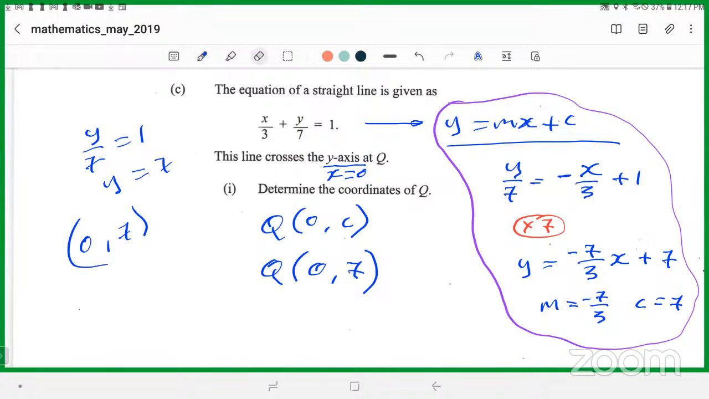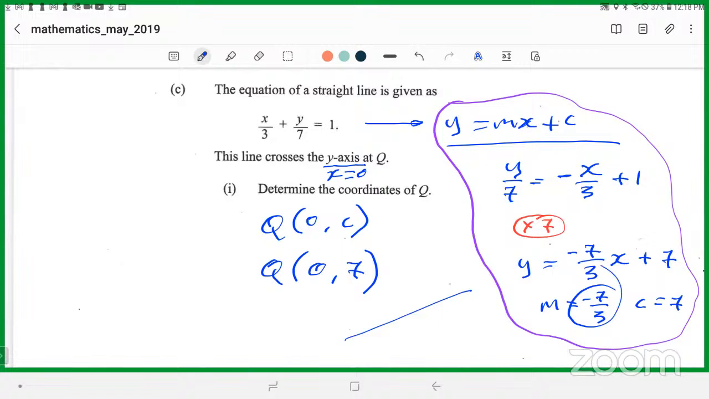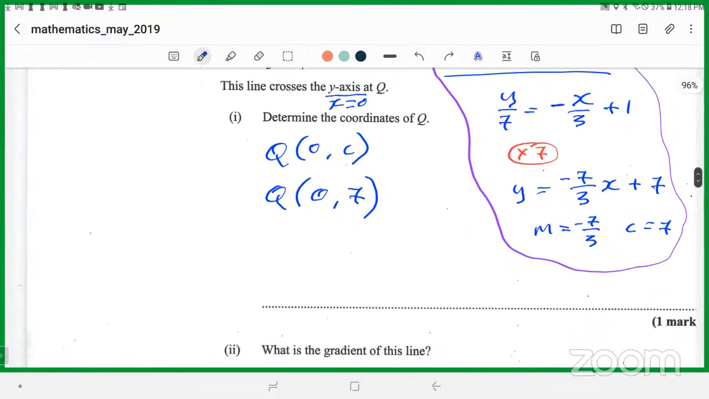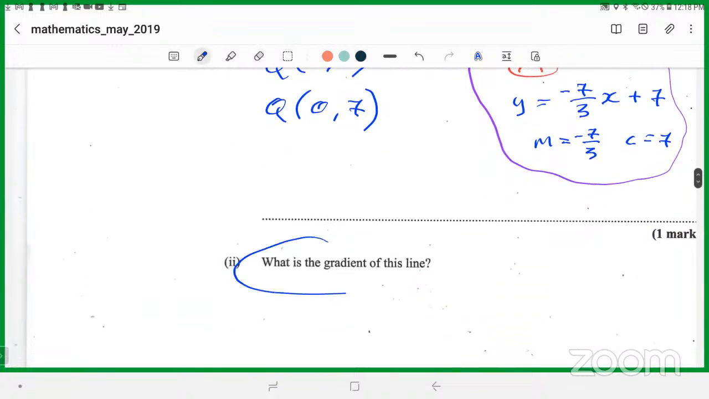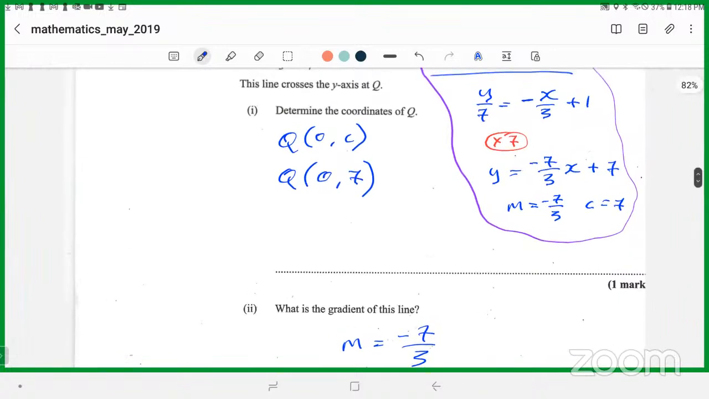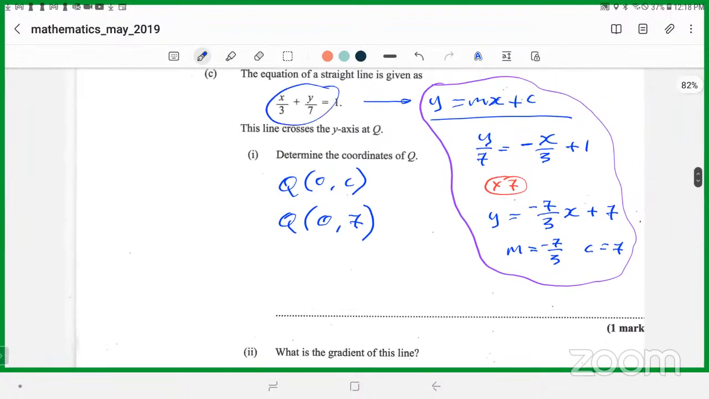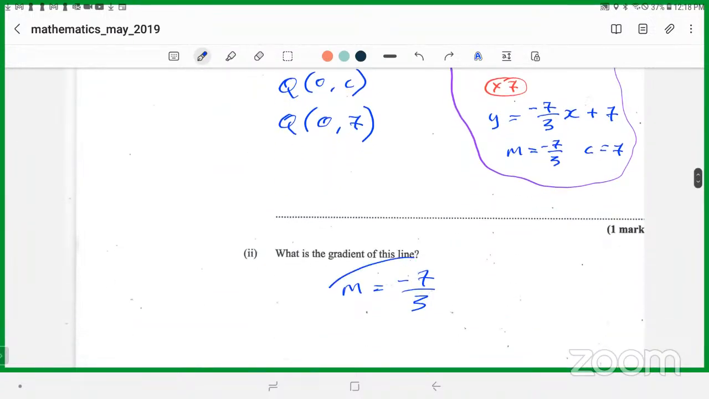But I think maybe the better way is to do what we did, because we might need the gradient. The next part wants the gradient, and I didn't realize the gradient is this. So we just need to write it down. The gradient is -7/3. We get that by putting the equation in the standard form, y equals mx plus c. That's right here, so we can see the gradient and the y-axis intercept, the 7. So this is the answer for this part.